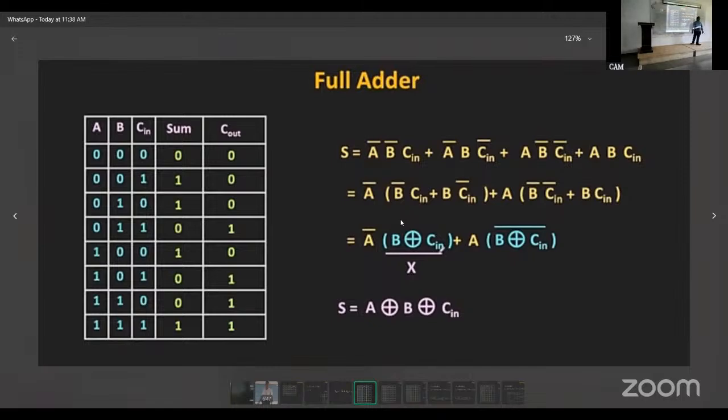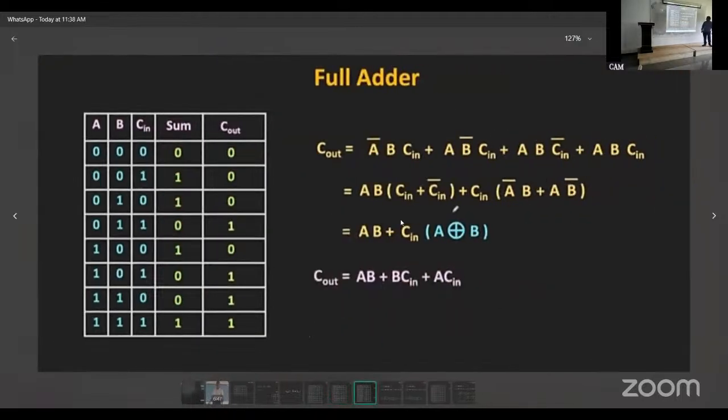Next, then we'll move to the carry. Where we are getting ones, we get A bar B C in, A B bar C in, A B C in bar, and A B C in. In the same way, I am taking common. AB is the common here, AB is there, AB is there, so C in plus C in bar, and C in I am taking from the others.